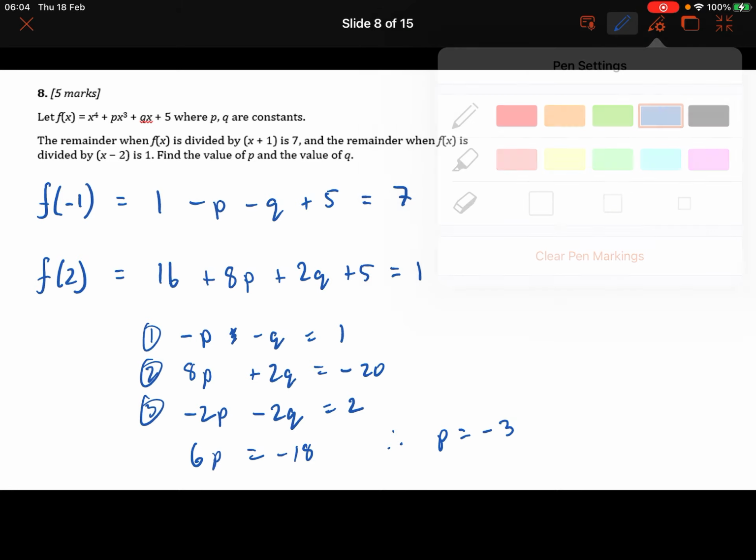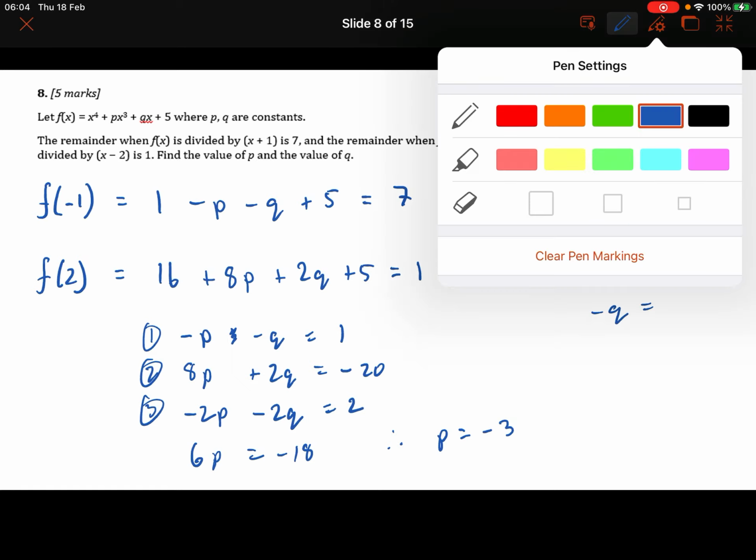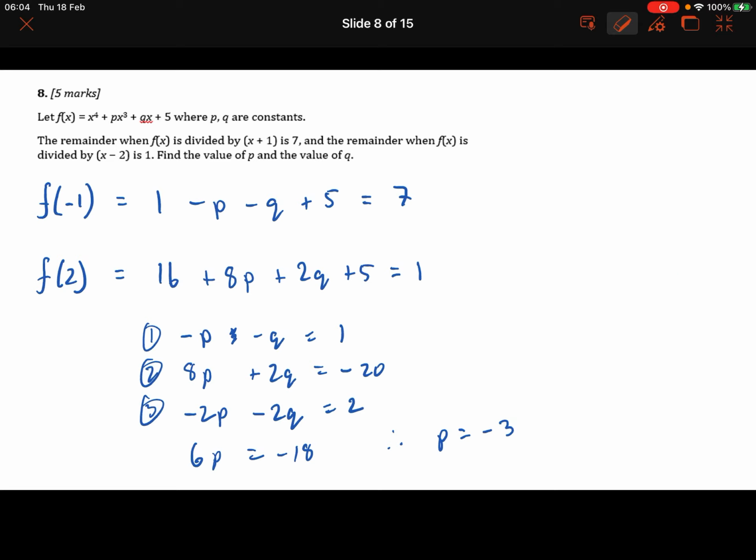It's not minus 3, is it? Because it's minus p minus q equals minus 1. So minus 3 is positive 3. And therefore minus q equals minus 1. Sorry, guys. Can't even copy things correctly. So it'd be minus p minus q equals positive 1. So I get positive 3 minus q equals 1. So q is equal to 2. Okay, and that is the right answer.